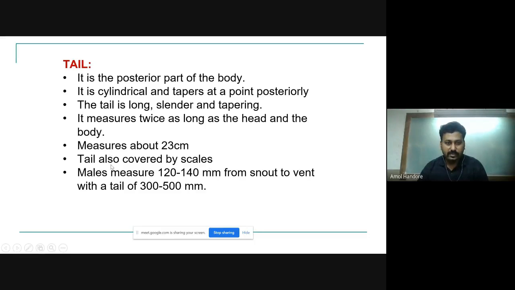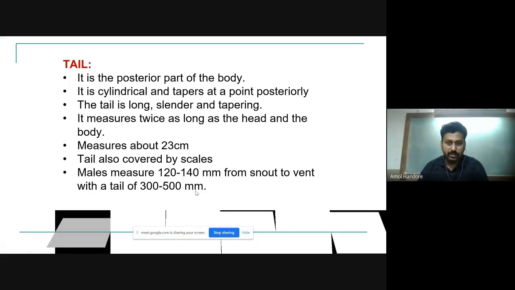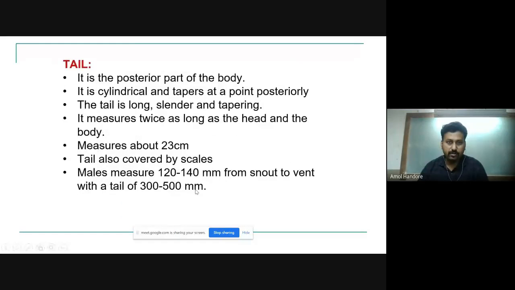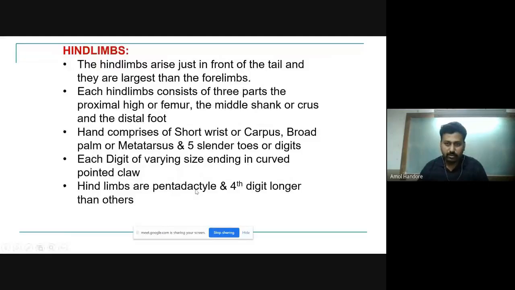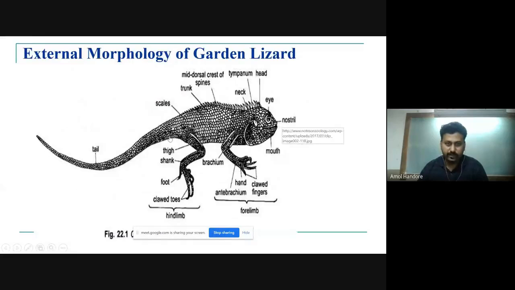Along with this tail, males measure 120 to 140 millimeter from snout to vent with a tail of 300 to 500 millimeter. So in this picture, from this snout to this vent or this end of the trunk region, the length is hardly 150 to 200 millimeter, but the length of the tail is around 2 times this size from snout to the end of the trunk.